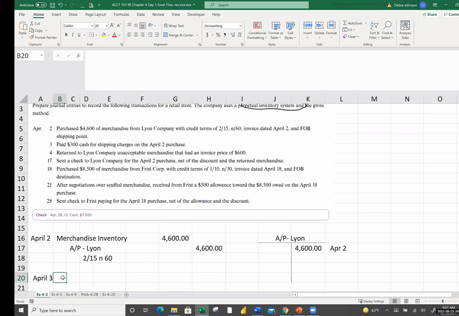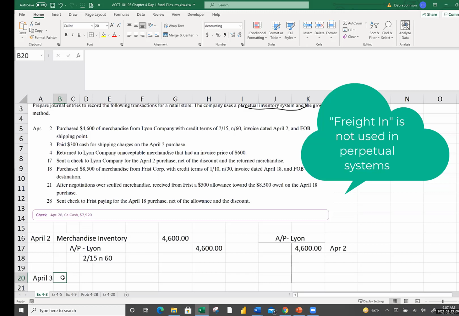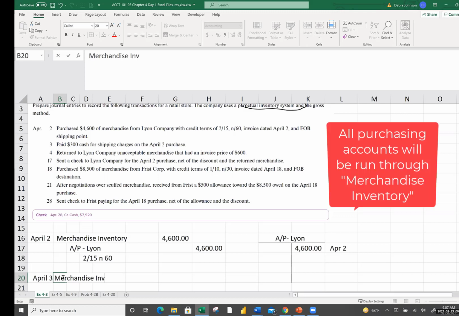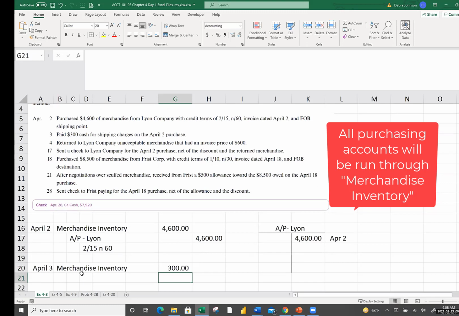All right, April 3rd, paid $300 cash for the shipping charges. Last year, we would have used freight in, but we don't have that account anymore. We don't have anything related to the purchasing side of the house. So instead, we just increased the amount of inventory because it costs us some money to get it to us. That's following the cost principle. Our cost for that inventory just went up by $300.